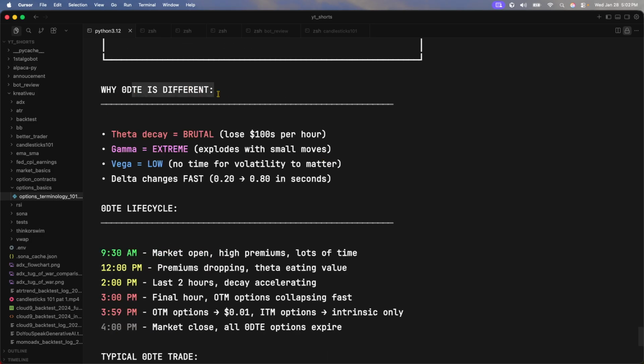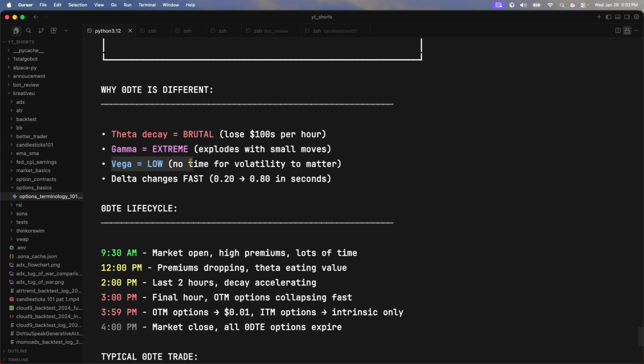Why is 0 DTE different? Theta decay is brutal, right? We can lose hundreds of dollars per hour just with theta. Gamma is extreme, exploding with small moves. That's where you could probably print your money. So that's why I don't consider gamma to be a secondary Greek. But hey, let's keep going.